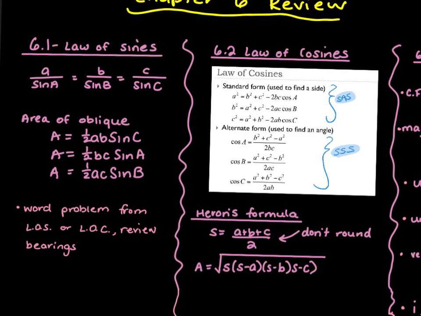Also in 6-2 was Heron's formula. So A plus B plus C over 2 gives you S. You do not round that. If it has 3 decimal places, you keep all 3 decimal places. The test is actually going to ask you to tell me what your S is, and you'll get partial credit on that, and then it's going to tell you to find the area, and you'll get the other credit for that. So that's square root S times S minus A times S minus B times S minus C.